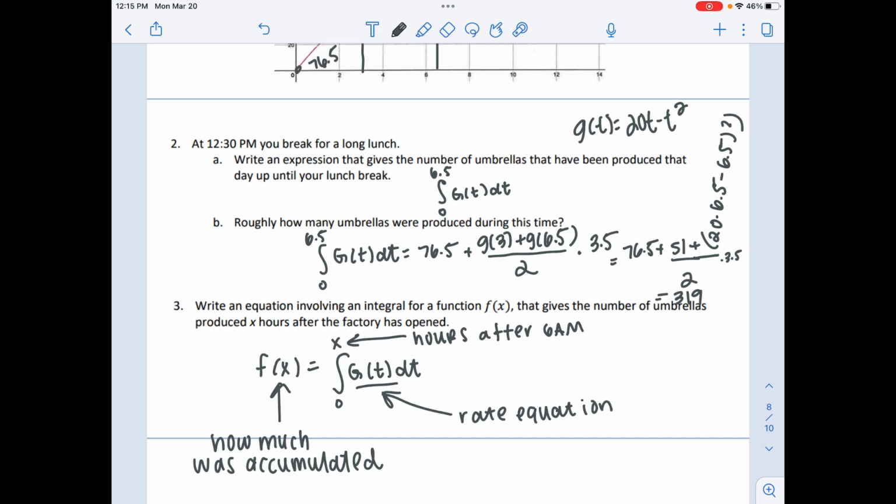And specifically, we could even write it like this because we actually know what the g of t function is. We know that that function is expressed by 20t minus t squared dt. So that's just kind of like a practical example of how this connects to what we are learning.